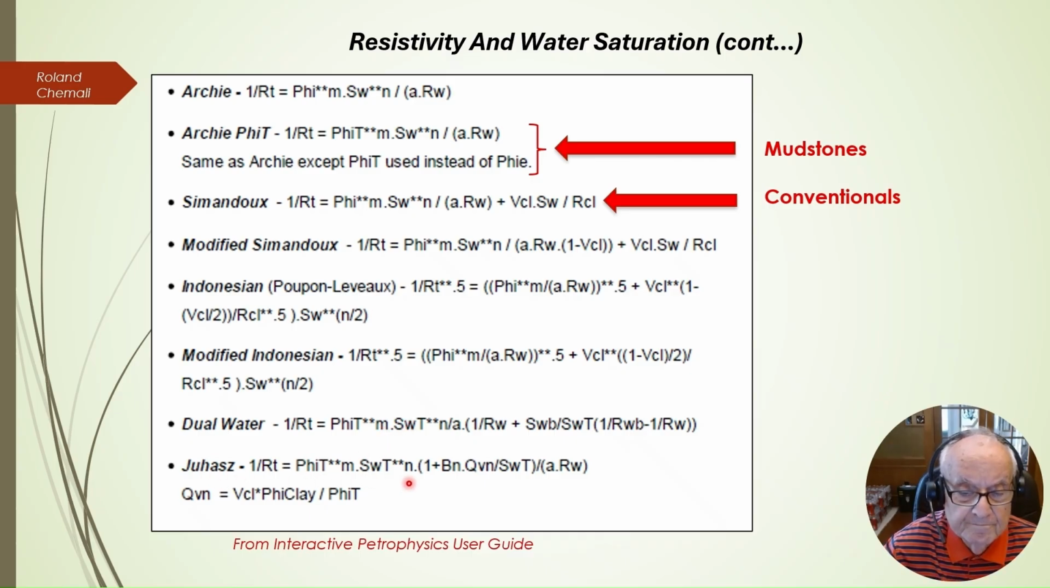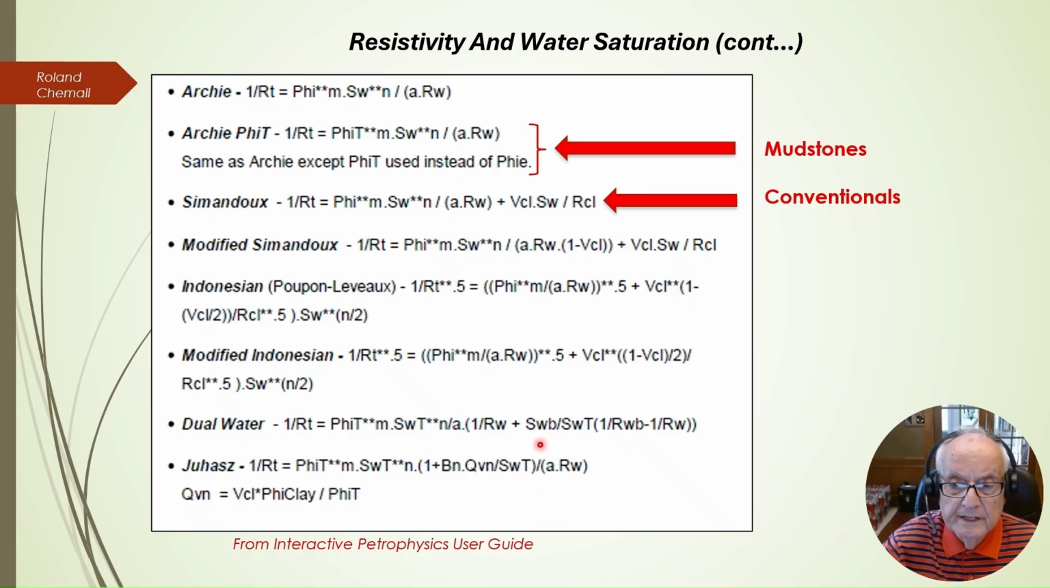And then Juhasz was with Shell, and he followed the path that Shell had followed, which was using the cation exchange capacity, Qv. So you have multiple equations for interpreting shaly sands or complex formations, which were invented by several great petrophysicists. I got this list from the Interactive Petrophysics user guide. Interactive Petrophysics is a very well-known package for interpreting logs. Thank you, IP.